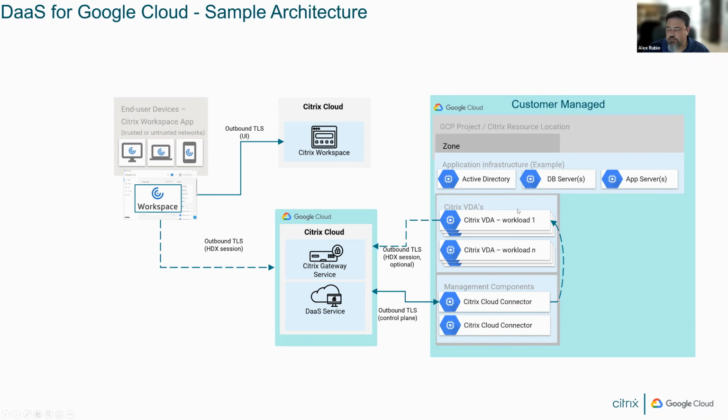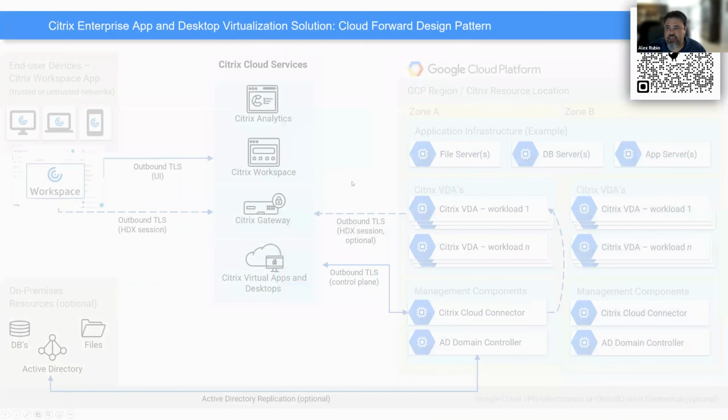So this is a typical, very simple architecture where you have your Active Directory set up in Google Cloud, your database for your applications, whatever you need, your app servers, and then you create a Citrix Cloud account. You buy DAS and you deploy these cloud connectors so we can sync up with Active Directory and be able to publish your Citrix workloads on there. So let's jump in and get a little deeper here.